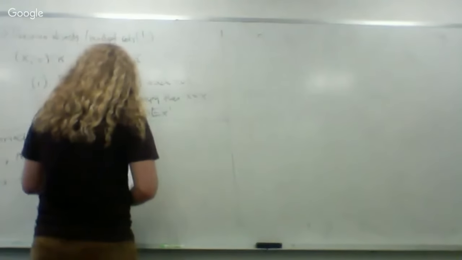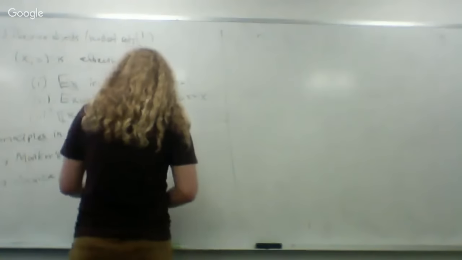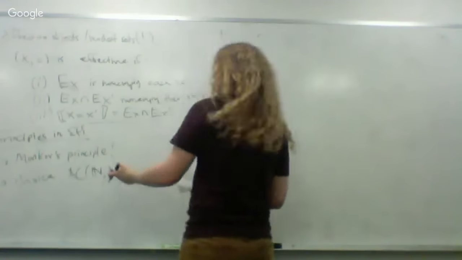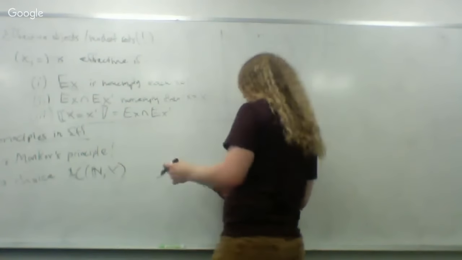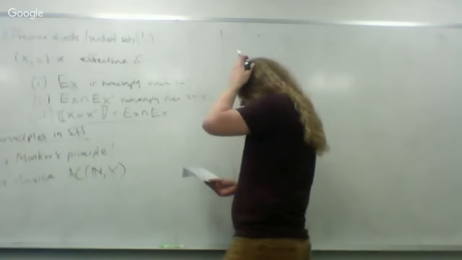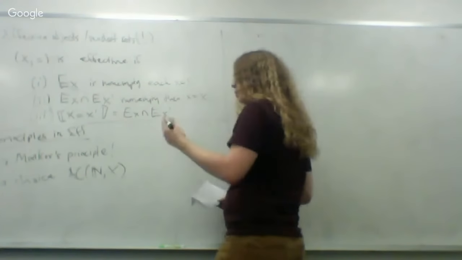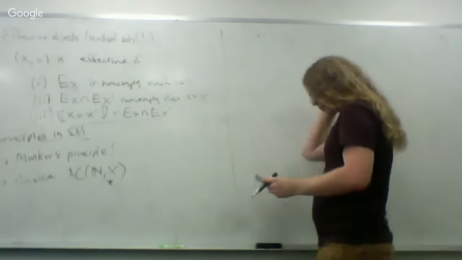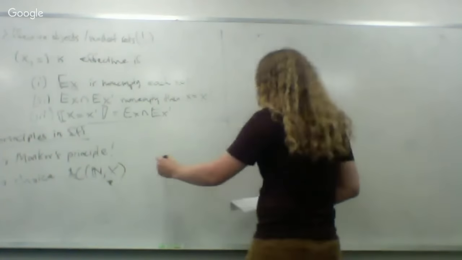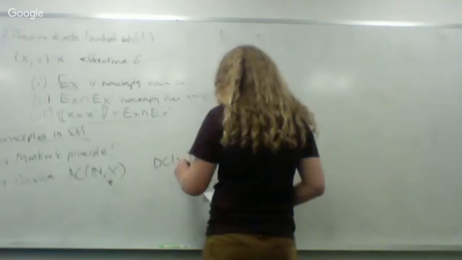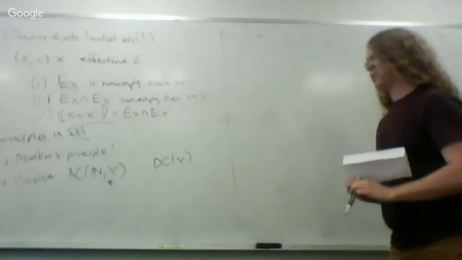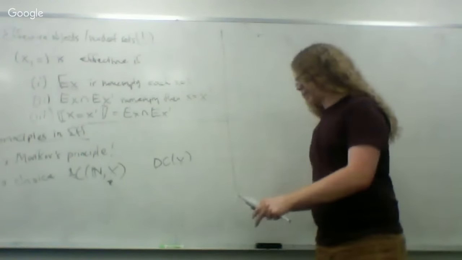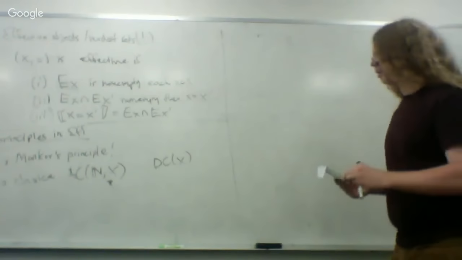So the axiom of choice from natural numbers into some set. So if you have sets indexed by the natural numbers, it holds in the effective topos, and you only use axiom of choice for sets unless X is effective. And dependent choice, same thing. You get it in the effective topos, and you only use dependent choice in sets if X is not an effective object. Okay.